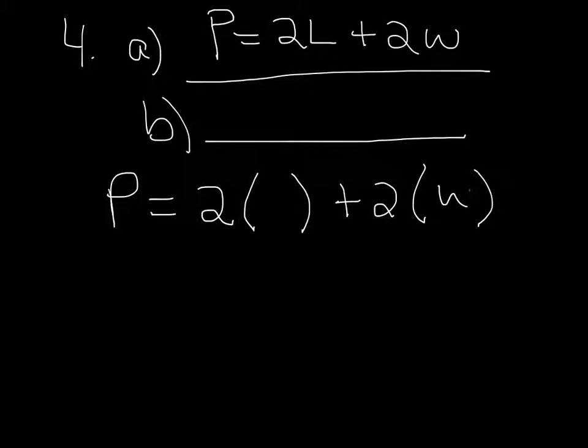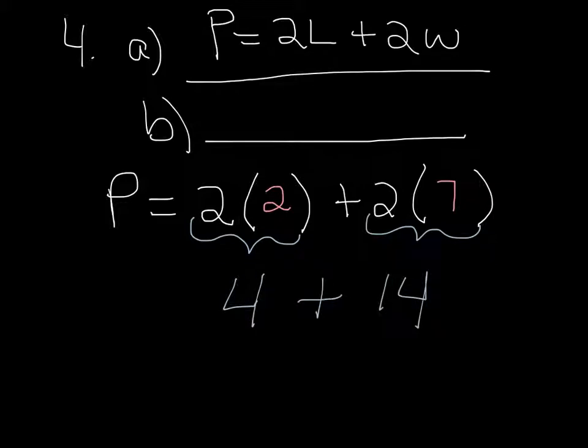And it gave us the length and width. The length says that it's 2, and the width is 7. So now we got to follow PEMDAS. PEMDAS says we do our multiplication before our addition, so we do 4 plus 14. And so what's our final answer going to be? 18. 18 feet is our answer. Notice I didn't put a square or a cube, it's just feet. It's just measuring around the outside of the rectangle.